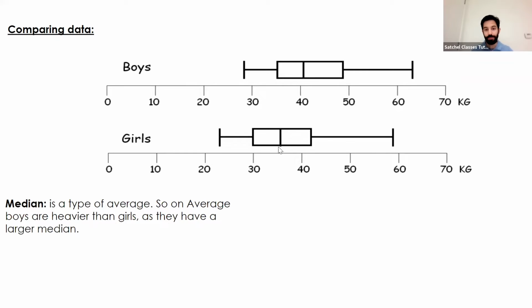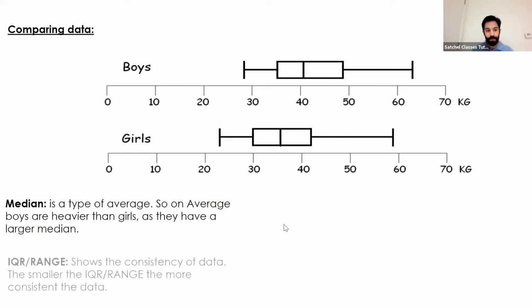The median weight for the girls is just over 35, so this statement will be correct. Then think about the interquartile range or the range. Now, the interquartile range is usually a better comparison of consistency, because the lowest value and the highest value may well be outliers. So the IQR is a better measure of consistency.